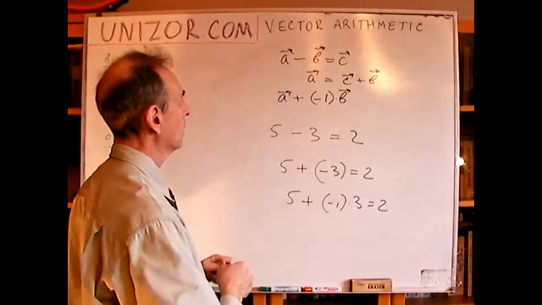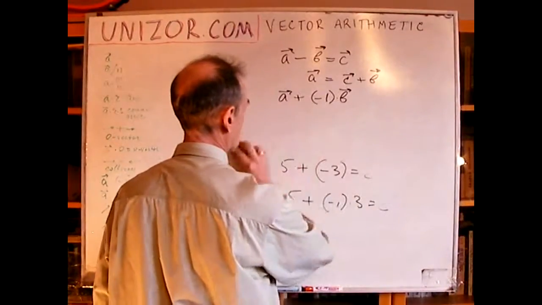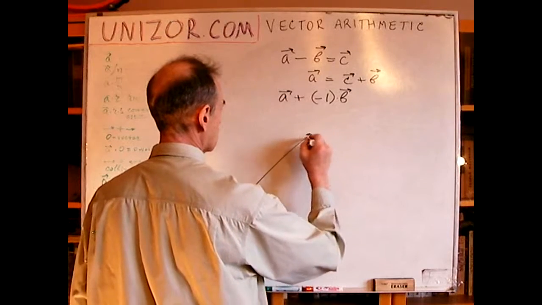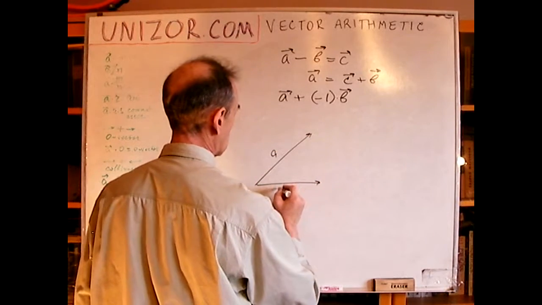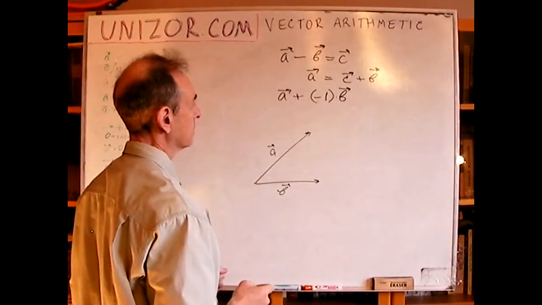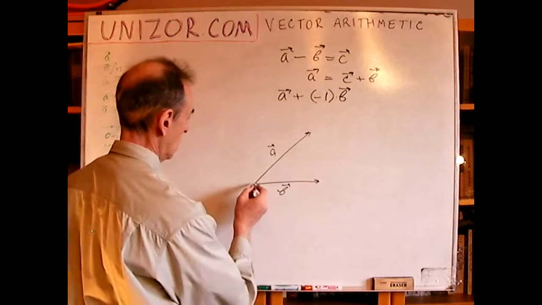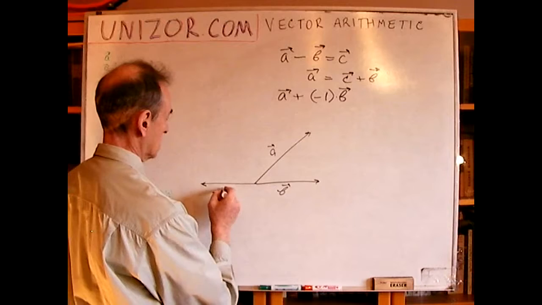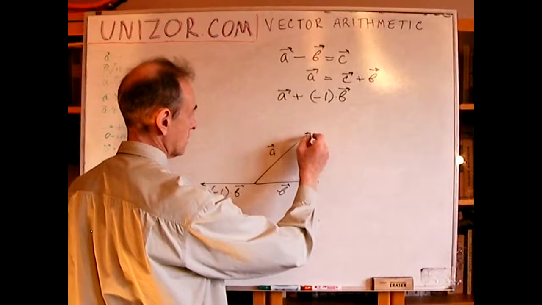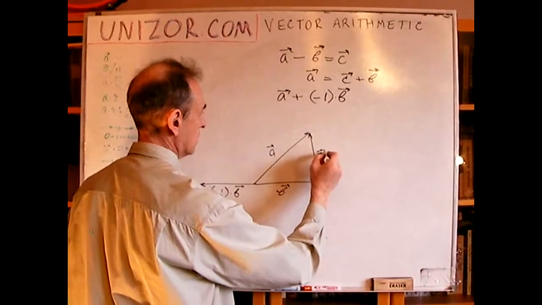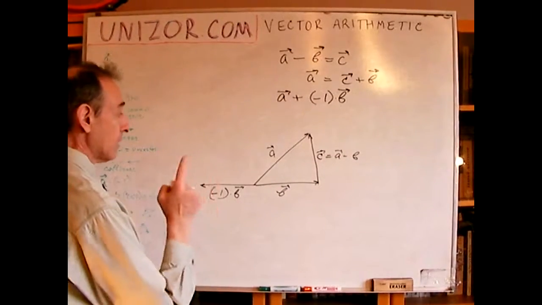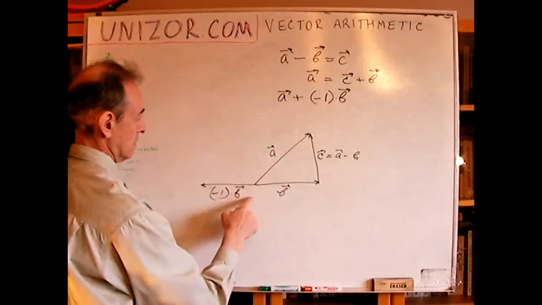Well, let's think about this geometrically. Now, this is A, this is B. Now, what's B multiplied by minus 1? It's this one. It's minus 1 times B. Now, this is C, which is equal to A minus B. Now, how about A plus this vector?